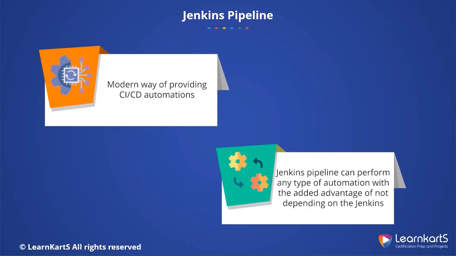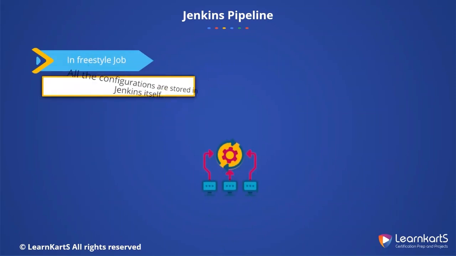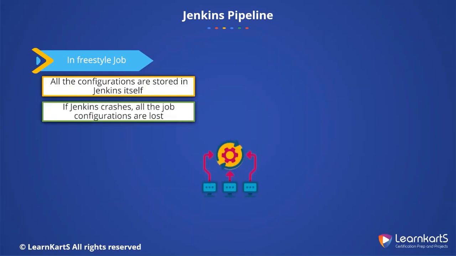Plus, on top of that, it's not dependent on Jenkins. If today you want to migrate from one Jenkins to another, you will be able to automate it and move it easily. In the freestyle job, unfortunately, you are putting all the job configurations in Jenkins itself, which means the moment your Jenkins crashes, you will lose all your job configurations. And in the absence of a backup, it's very hard to reconfigure the jobs again.